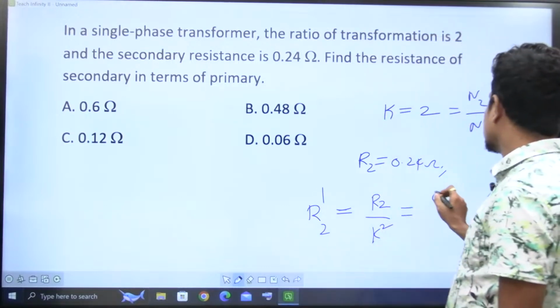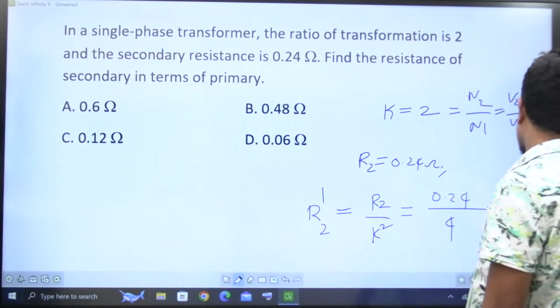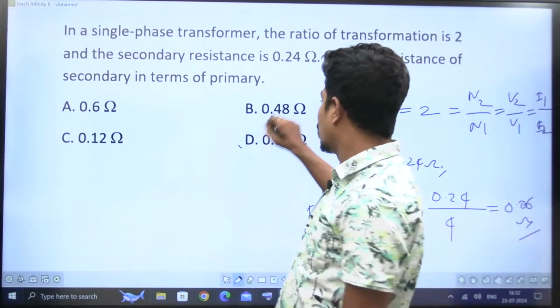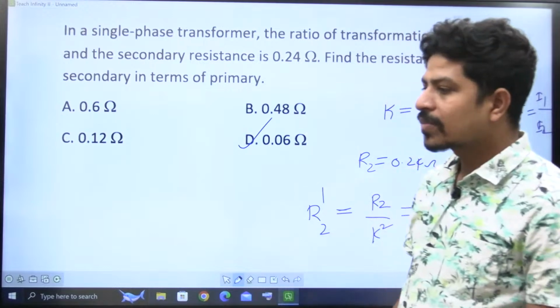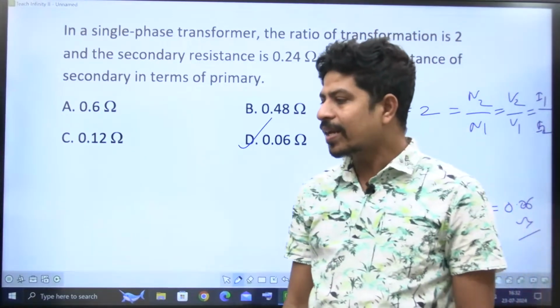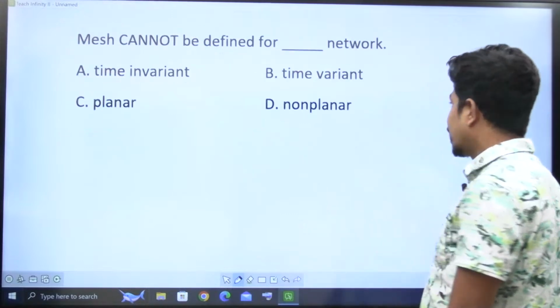So R2 is 0.24 divided by K square, which is 4. This is 0.06 ohms. That's all. There is no big deal about it. Right? Option is D. Option is D. Clear? Any further explanation if you want, please let me know. Next question.